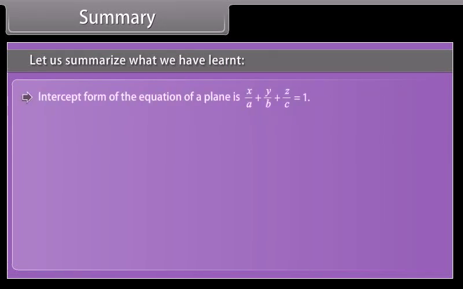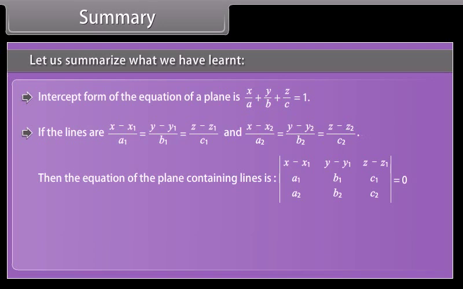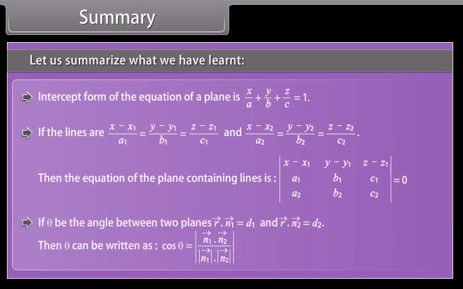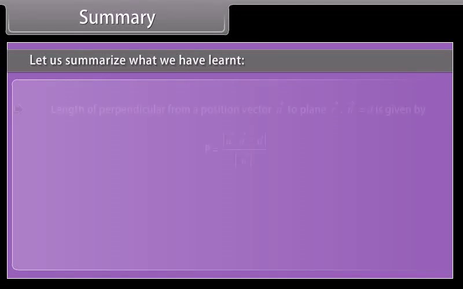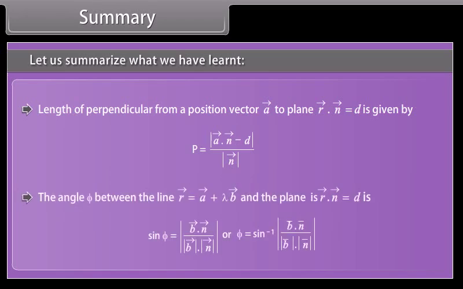Intercept form of the equation of a plane is given by the formula. If the lines are given, then the equation of the plane containing the lines is given by the formula. If theta be the angle between two planes, then theta can be written as given. The length of perpendicular from a position vector A to plane is given by the formula, and the angle phi between the line and the plane is given by the formula.